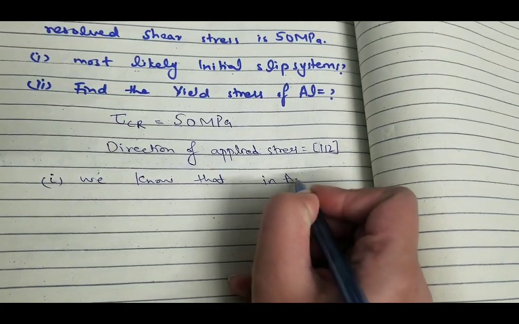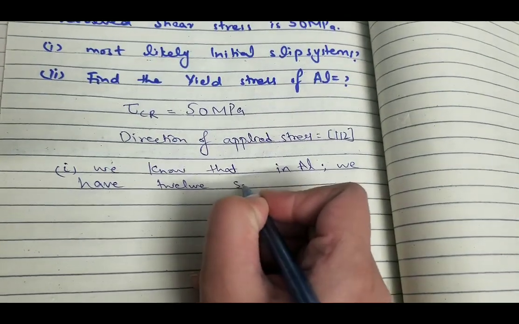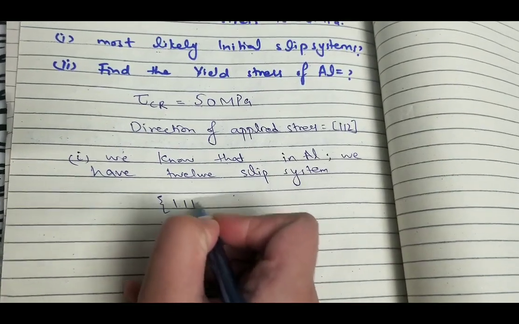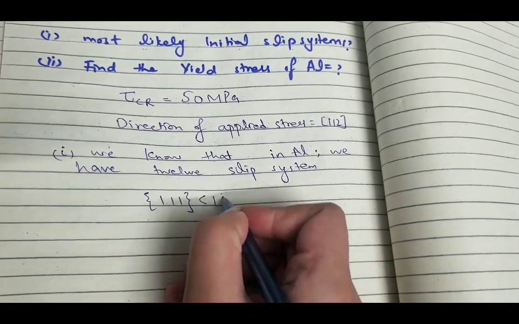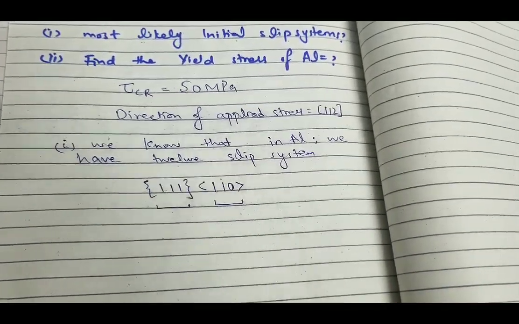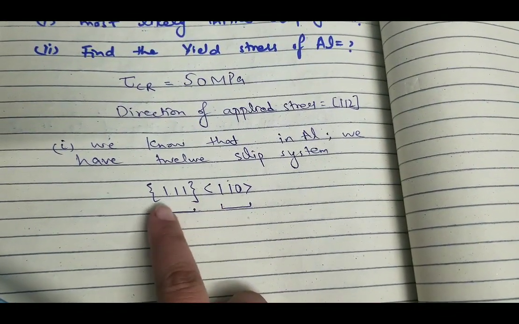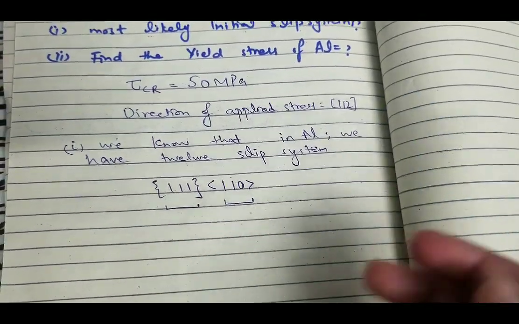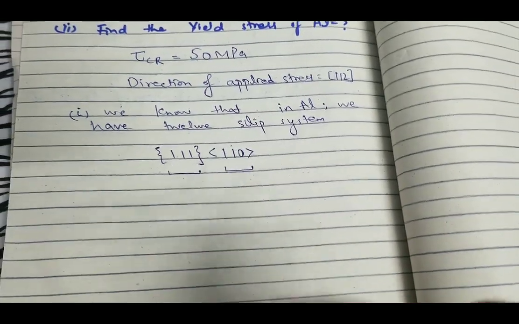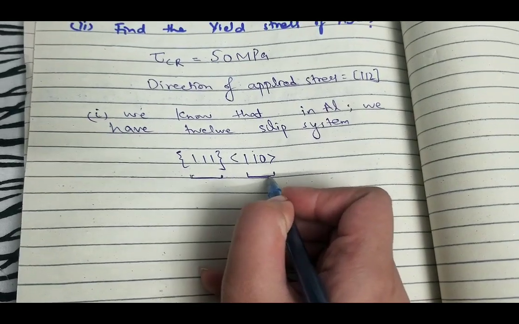We know that in aluminium we have 12 slip systems, represented by this family of planes. This is something you have to remember. This represents the family of planes and this one represents the family of directions. This is the basic thing about aluminium that you have to remember, and after that all of the data will be established based on this one thing. So now we have this family of planes, and this is the family of directions.